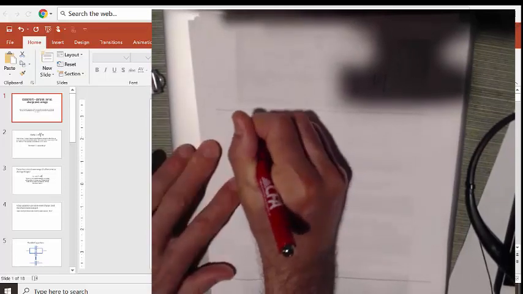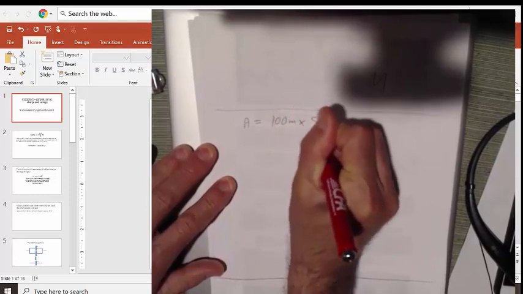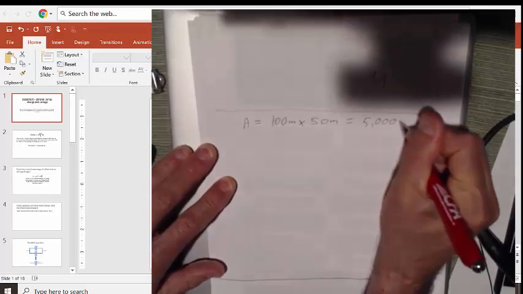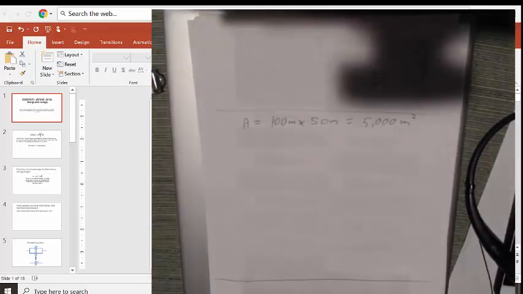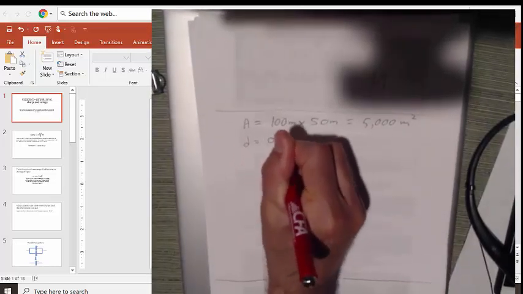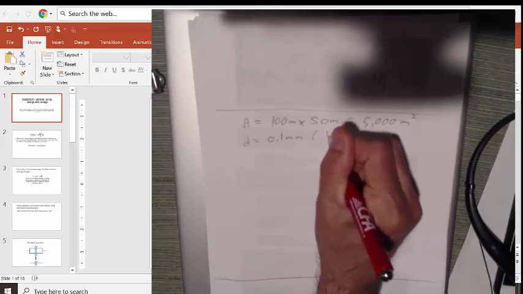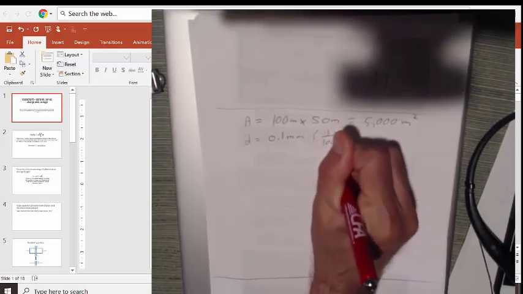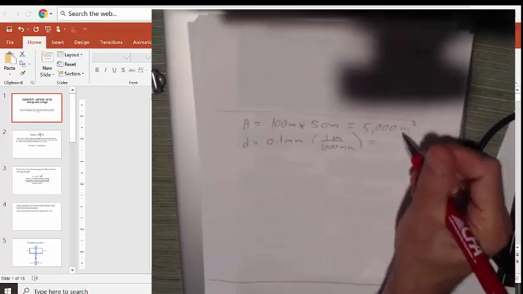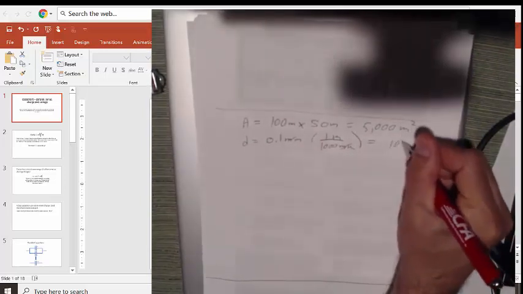So I'm going to say, okay, the area of the capacitor is equal to 100 meters times 50 meters. That's equal to 5,000 square meters. The separation of the plates is 0.1 millimeter, which, doing the proper conversion, there's 1,000 millimeters in 1 meter, we get that it's equal to 10 to the minus 4 meters.